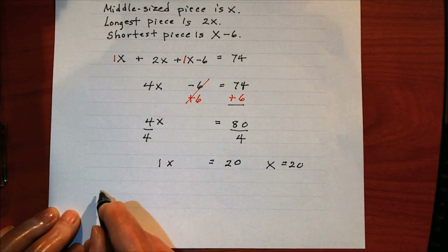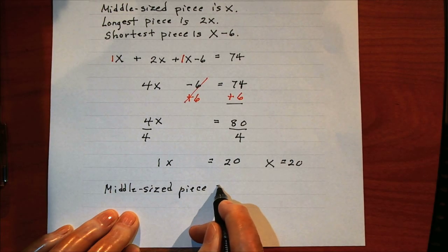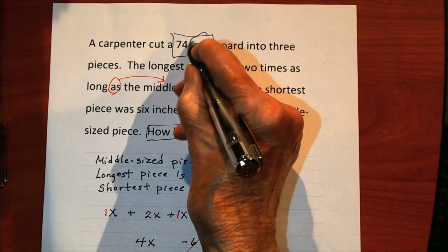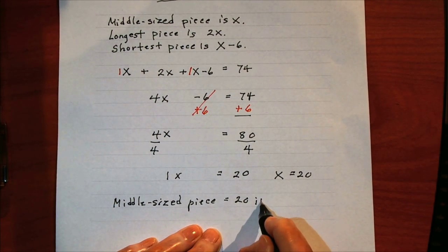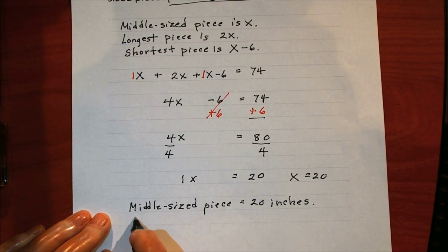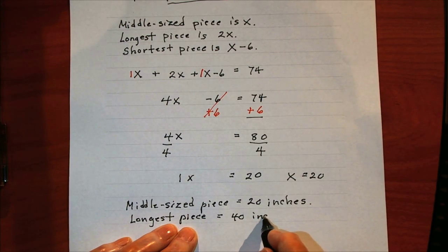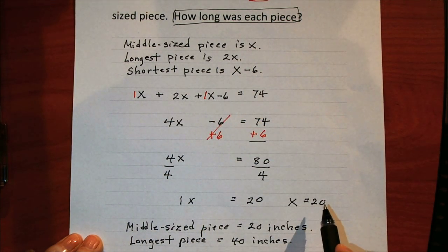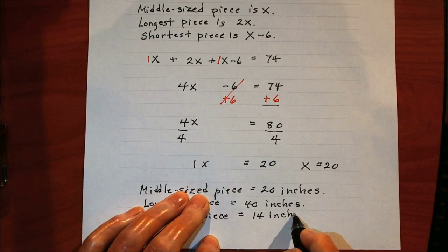So the middle-sized piece, which is x, which is 20. And 20 what? We have to say what the units are. Well, we're dealing with inches, aren't we? So we have to say that. It's not just 20. It's 20 inches. And the longest piece is 2 times that, or 40 inches. And the shortest piece, which is x minus 6, or 20 minus 6, which will be 14 inches.